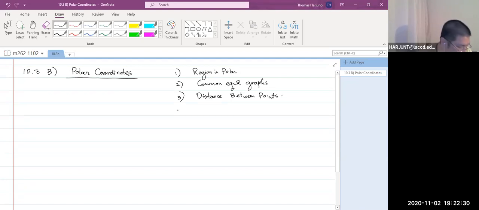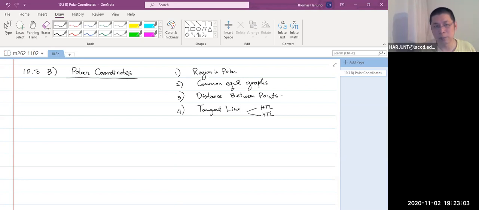And then we will do, what's that? Tangent line. Maybe to be more precise, horizontal tangent line and then vertical tangent line. Okay, so there's a chance that we actually spend a long time here and we just be able to touch base 10.4 a little bit later on.